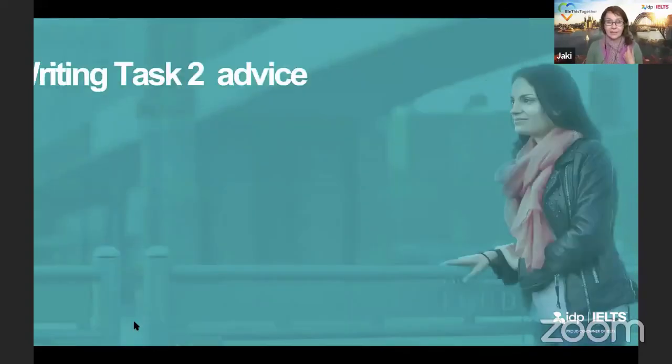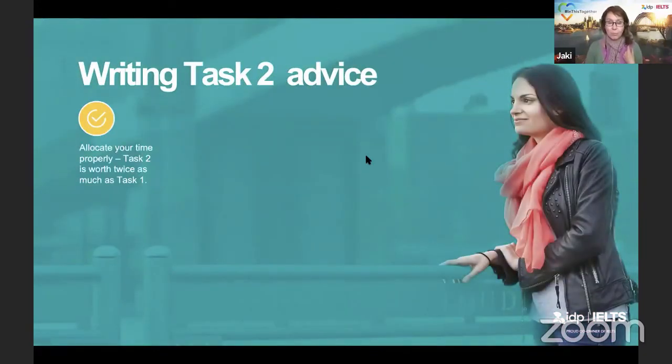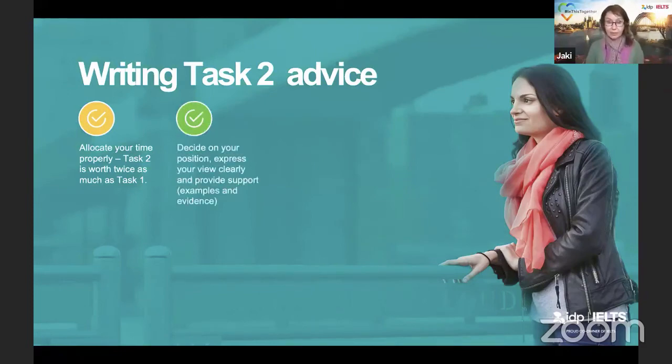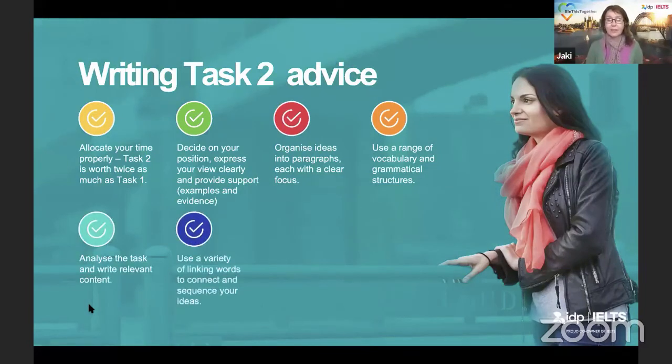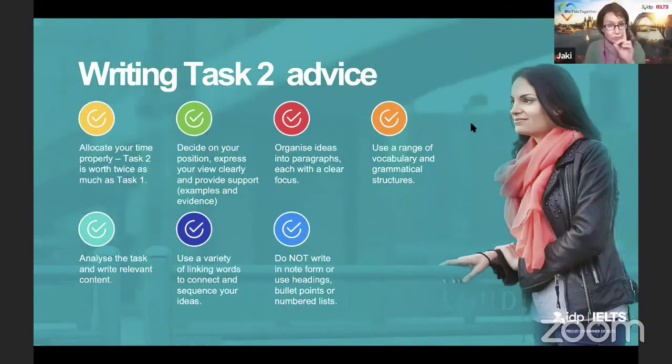Okay, so just to sum up. So remember, task 2 is worth 66%. We want to do task 1 quickly, do what the examiner wants, and move on to the essay. Essay is more important. Please analyze, work out what you have to do, and stay on the topic. Nice, clear paragraphs. Use your linking words. Good vocab and grammar. Yeah. And yes, if you run out of time, do not write in points or bullets. You will lose marks. You must write in full sentences.